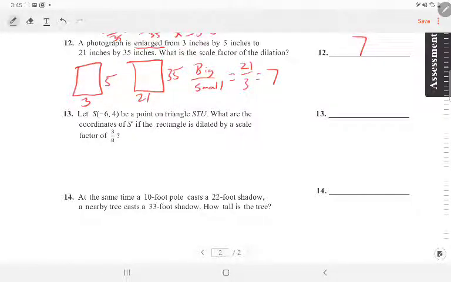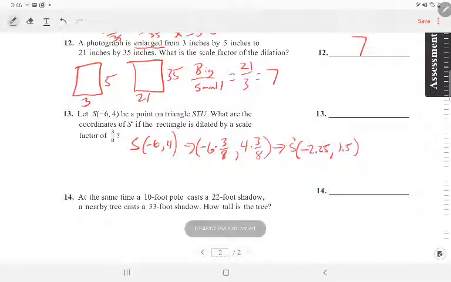So 13 says let S, which is negative 6, 4, be a point on the triangle STU. What are the coordinates of the new S if the triangle is dilated by a scale of 3/8? So that's where you would just take your S of negative 6, 4 and multiply each coordinate by 3/8. So you'd have negative 6 times 3/8, the scale factor, and you would have 4 times 3/8, the scale factor. That would give you the new S, which would be negative 2.25 and 1.5.